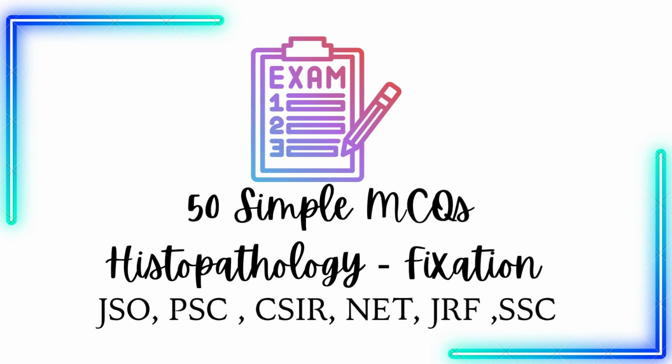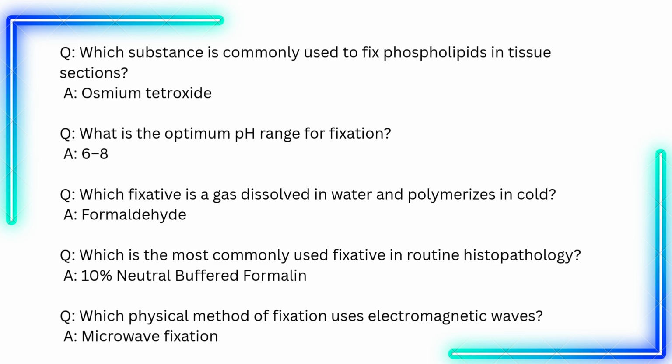Okay, now let's start with the histopathology fixation session. So question number one. Which substance is commonly used to fix phospholipids in tissue sections? And the answer is osmium tetroxide. Next question. What is the optimum pH range for fixation? 6 to 8. Which fixative is a gas dissolved in water and polymerizes in the cold?